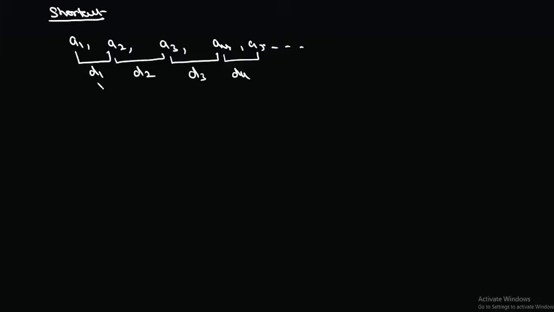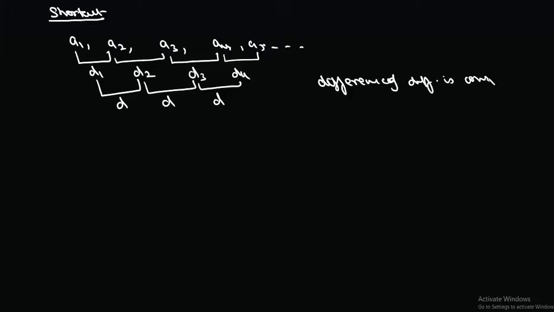And if we take the difference of difference, that is D2 minus D1 as D, D3 minus D2 as D, and D4 minus D3 is D. So in this case, the difference of difference is constant. We'll get many cases in which the difference of difference will be constant. Now, in this case, we know that its nth term will be given by a quadratic expression. So it will be an square plus bn plus c.